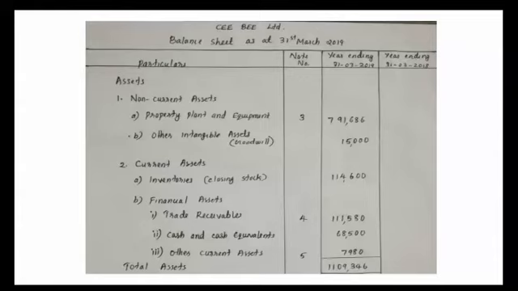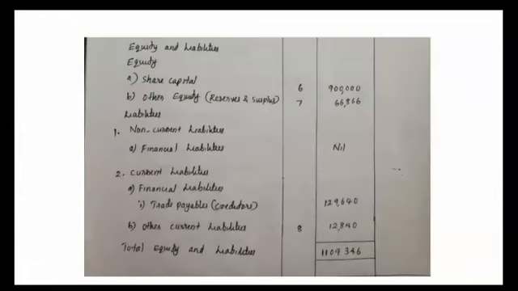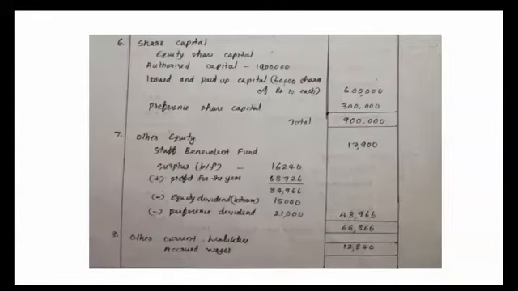So here we have entered all the items under the assets. So we can total the assets, and the total of assets will be equal to 11,09,346. Then let us explain the equity and liabilities. Equity. Under the equity, first head is share capital. Here, equity share capital, authorized capital is 10 lakh, but issued and paid up capital is 60,000 equity shares of rupees 10 each, and the value equals 6 lakh.